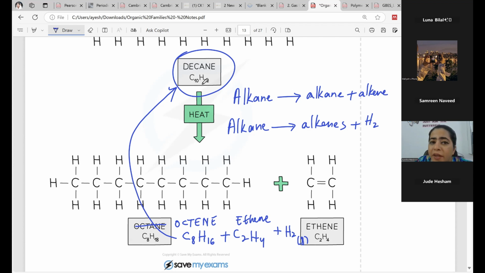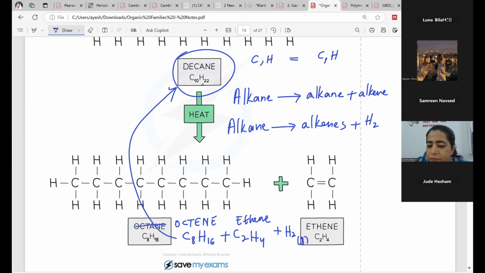Okay. But one thing that you have to remember, which is the key over here, is that whatever the carbon number or hydrogen number in the reactant, it should be the same in all the products together. Let's say the reactant has 10 carbons, all the products together should be 10 carbons. The reactant has 22 hydrogens, all the products together should be 22 hydrogens. This number should be balanced when we are breaking it into pieces. Yes, Wafia and then Samreen.